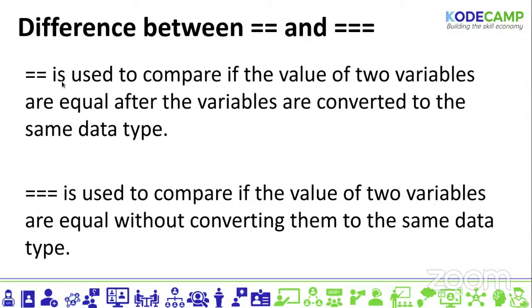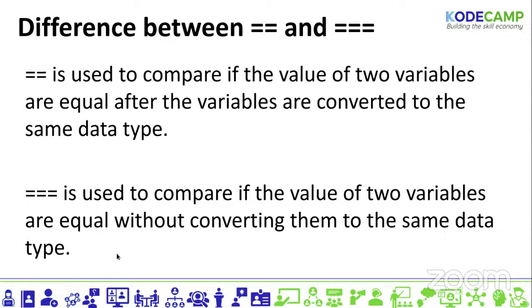So we see that equal to is used to compare if the values of two variables are equal after the variables are converted to the same data type. But we see that equivalent to is used to compare if the values of two variables are equal without converting them to the same data type.